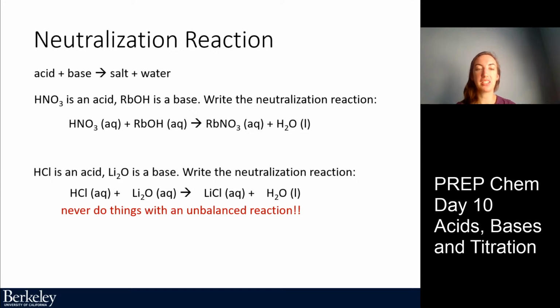Hopefully you see this reaction and you notice that it is unbalanced, and get in the habit of always pausing after you see an unbalanced reaction and fixing it. So in this case, we have 2 lithiums on our reactant side and only 1 on our product side. So we need to put a 2 in front of our LiCl. And then to balance our chlorines and our hydrogens, we need to put a 2 in front of our HCl. So this is our neutralization reaction for HCl and Li2O, which is lithium oxide.